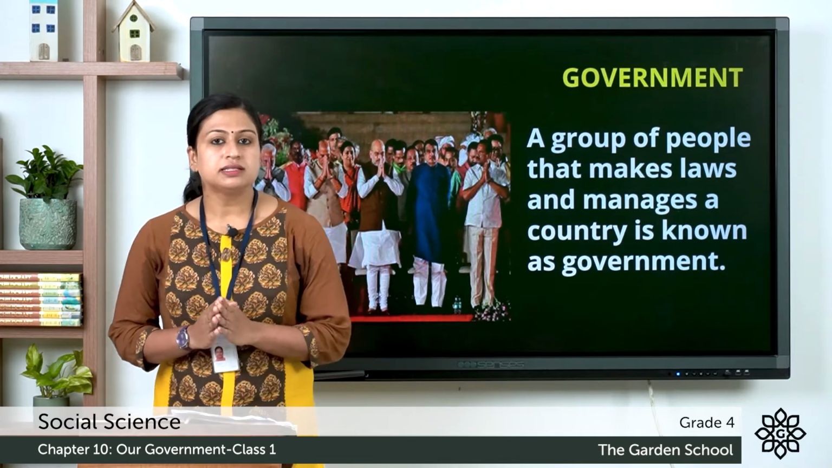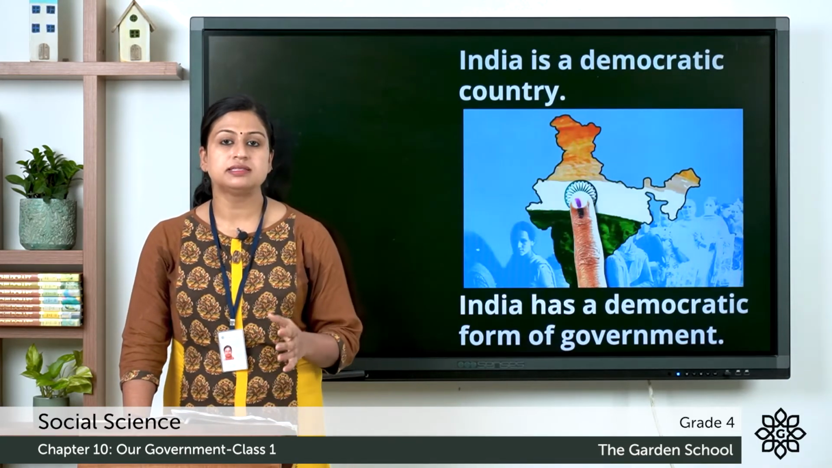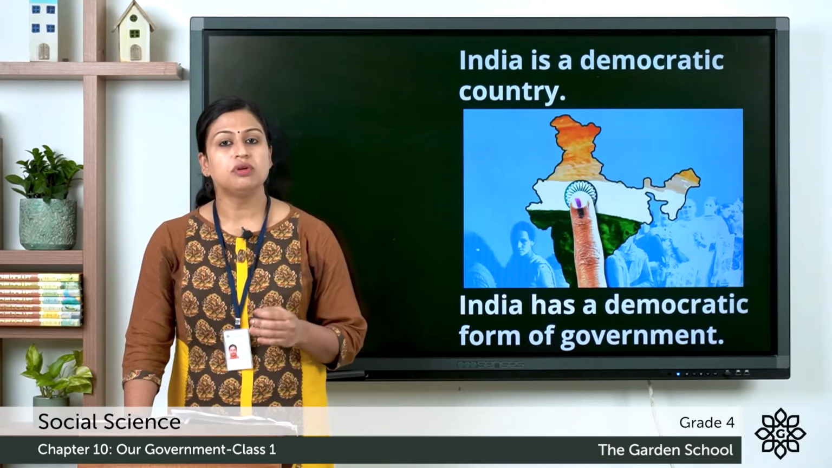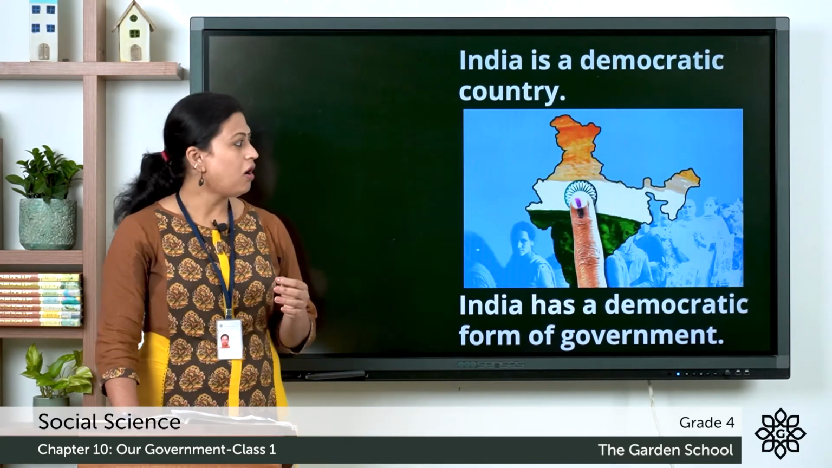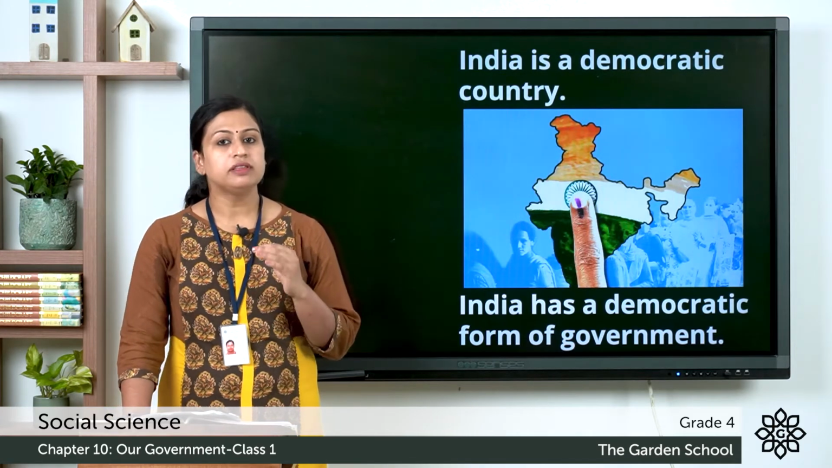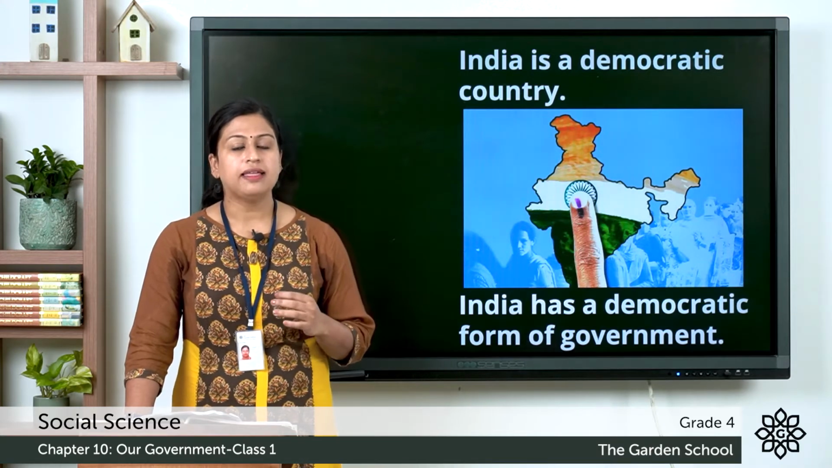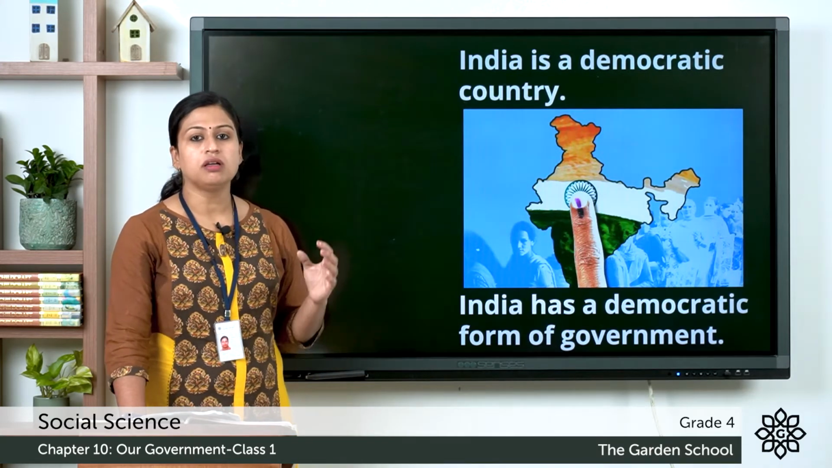So, it consists of leaders. Now, these leaders are elected by the citizens of India through elections. So, here all the citizens who are 18 years or above have the right to vote. They vote for their representatives and they are elected and they form the government.